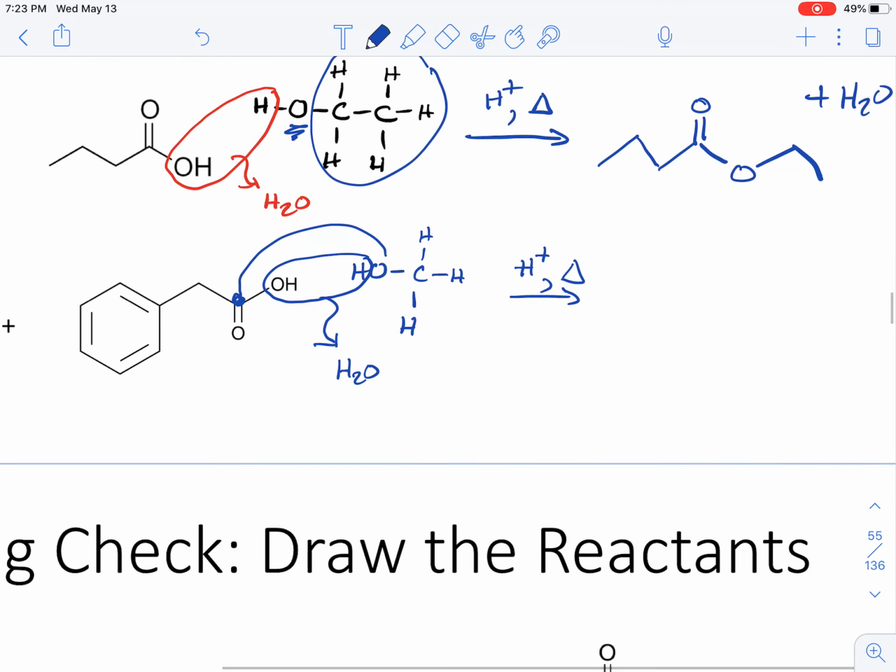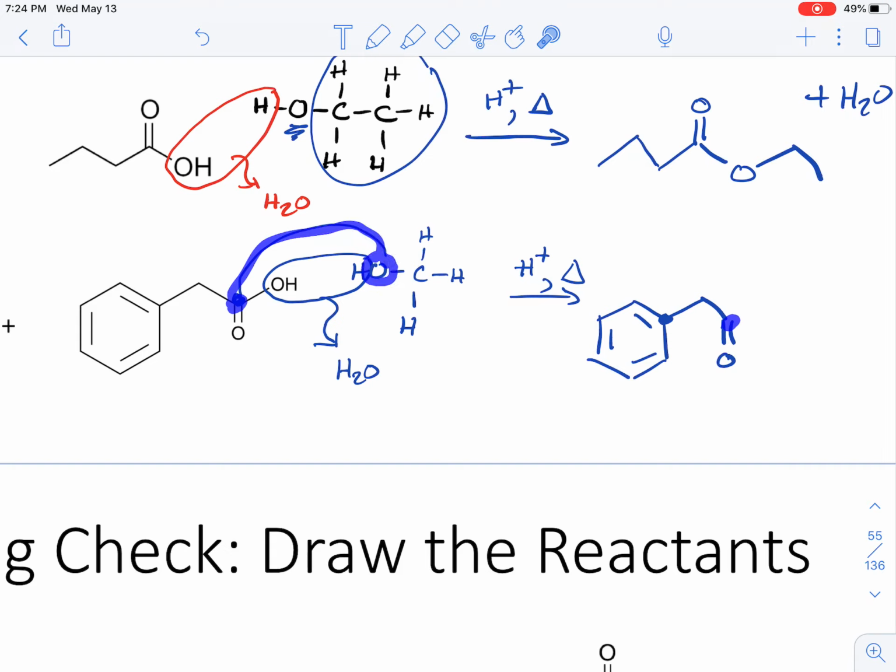Now that we understand how everything's linked up, we can just draw the products. Here I have a benzene ring. And on this corner of the benzene ring, I have my carboxylic acid. Then this part right here is going to be covalently bonded to this oxygen. And so here I have an oxygen and then CH3. Okay. All right.